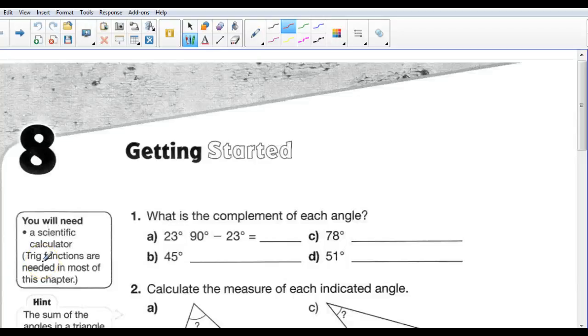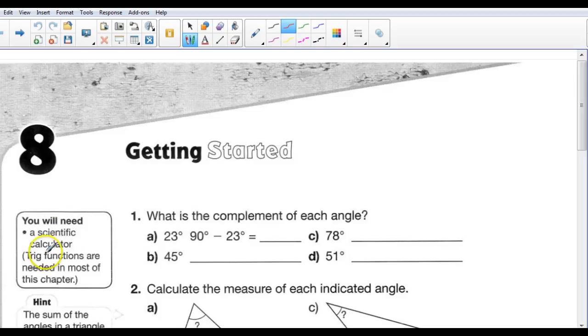Okay, this is Chapter 8, and Chapter 8 deals with the right triangle. So we're going to be learning how to do Pythagorean theorem. We're going to probably be learning how to do sine, cosine, and tangent, and all sorts of other fun stuff with the right triangle. Okay, so what are you going to need?